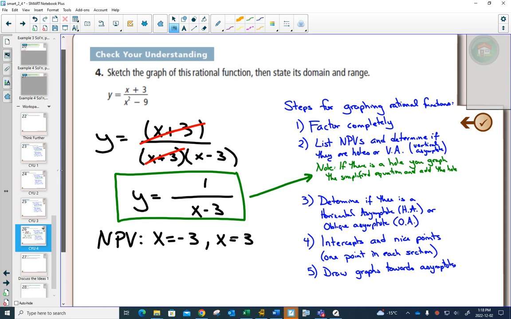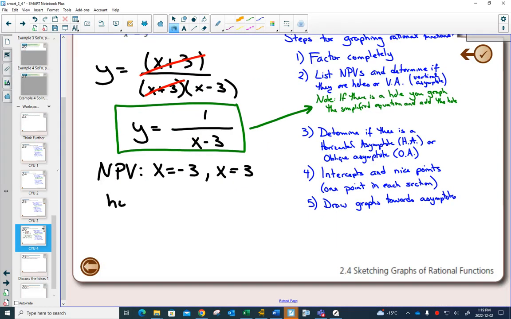So what do we know? We know that we're going to have a hole, and the one that canceled out was the negative 3 one, and we're going to have a vertical asymptote at x equals 3. How do we find the y-coordinate of our hole? We take the new equation, the green one, and we plug it in. I can plug in negative 3 now. Negative 3 minus 3 would give me 1 over negative 6.